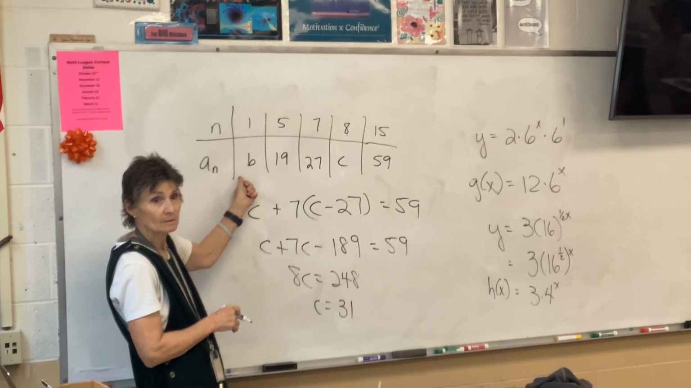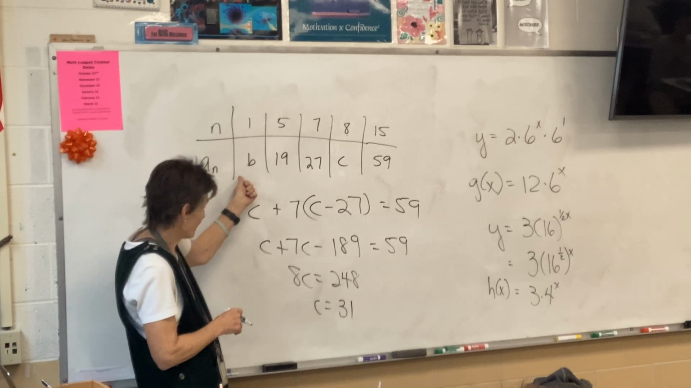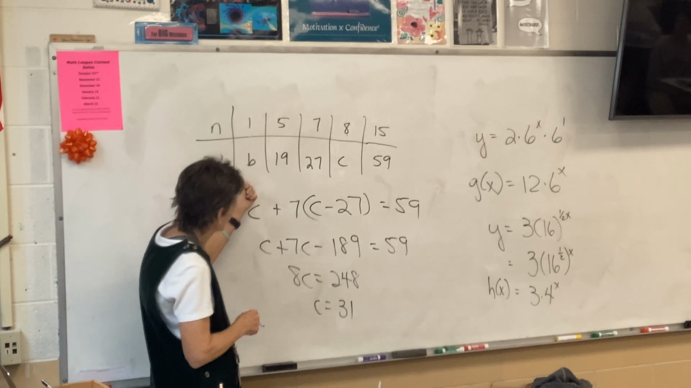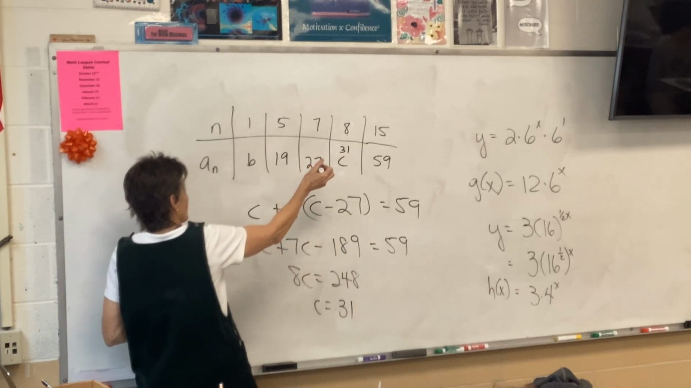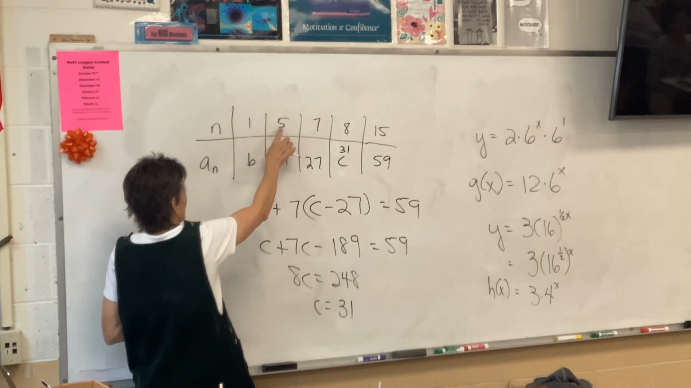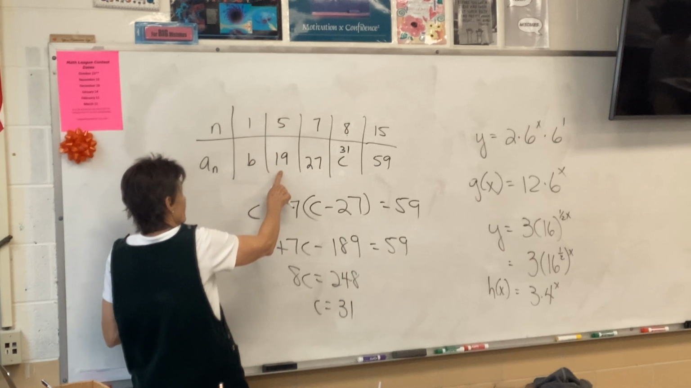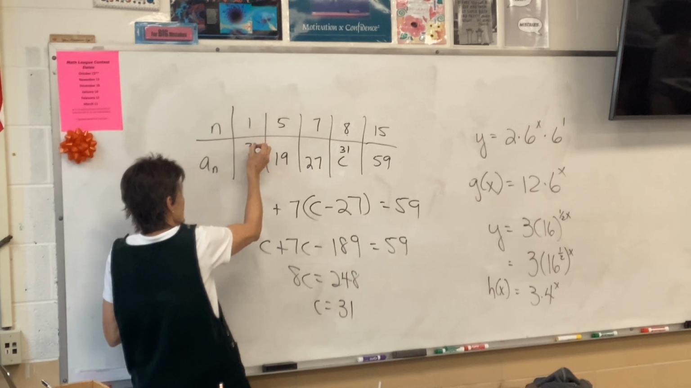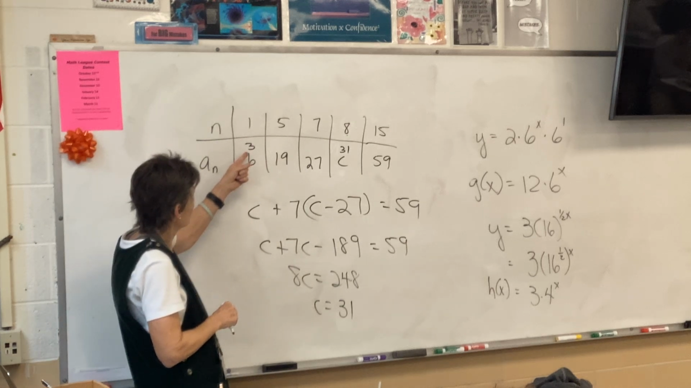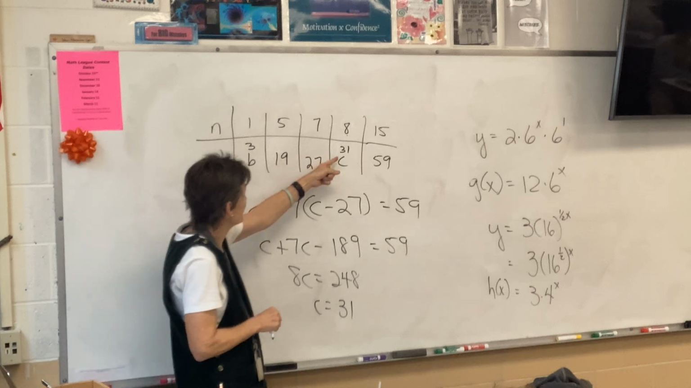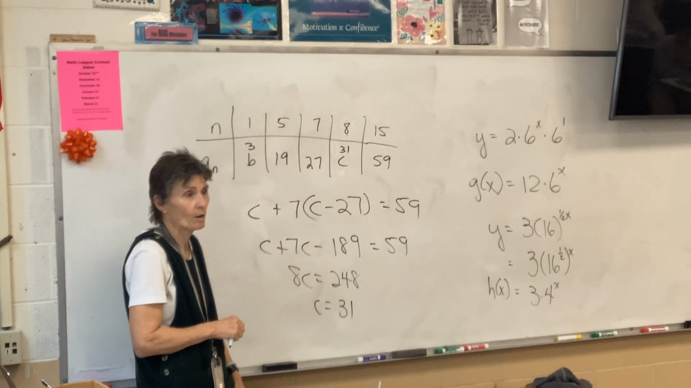Wait, do I have a math mistake? No, I think that's 31. To get from here to here, I have to back up 4. And so your job was to find B plus C, so the answer would be 34.